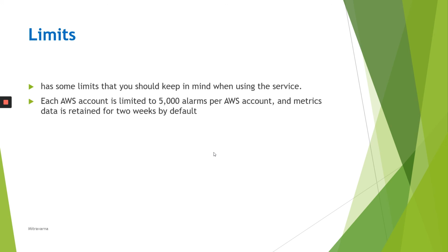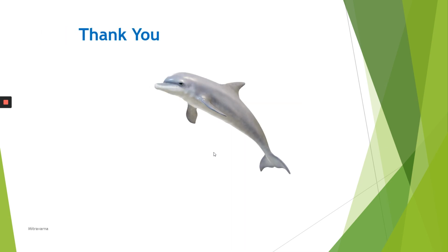And limits: Amazon CloudWatch has some limits that you should keep in mind when using the service. Each AWS account is limited to 5000 alarms, and metrics data is retained for 2 weeks by default. After that, it will be removed. So before it gets removed, we can move the logs into S3, the Simple Storage Service. That's all for today. It's a very small topic, and we have covered almost as much as possible in the CloudWatch topic.